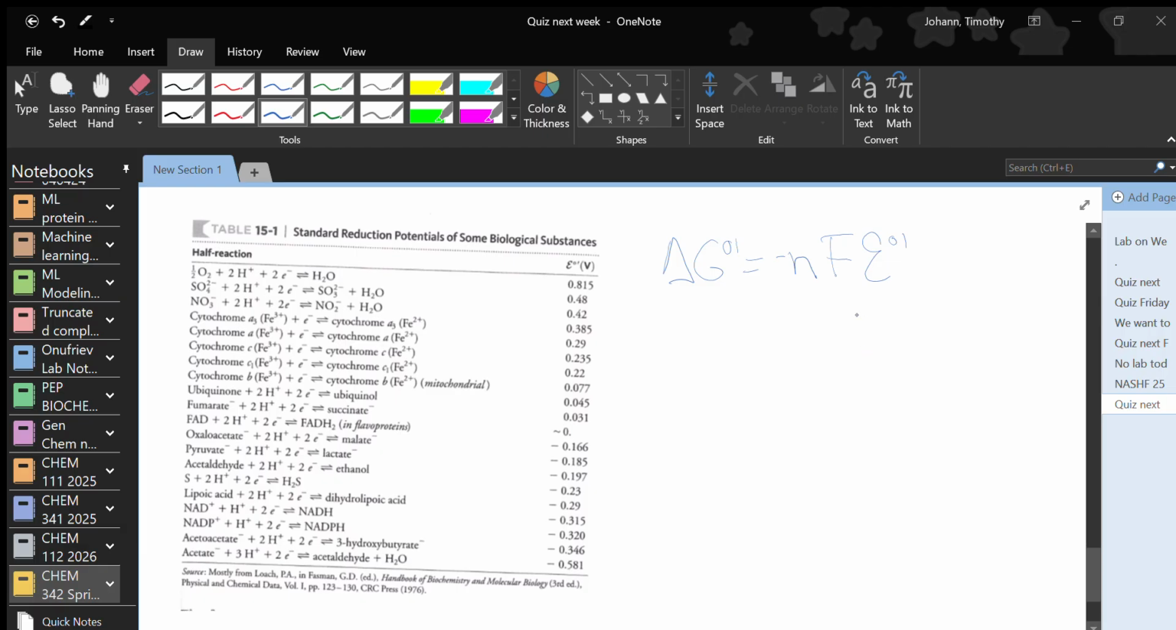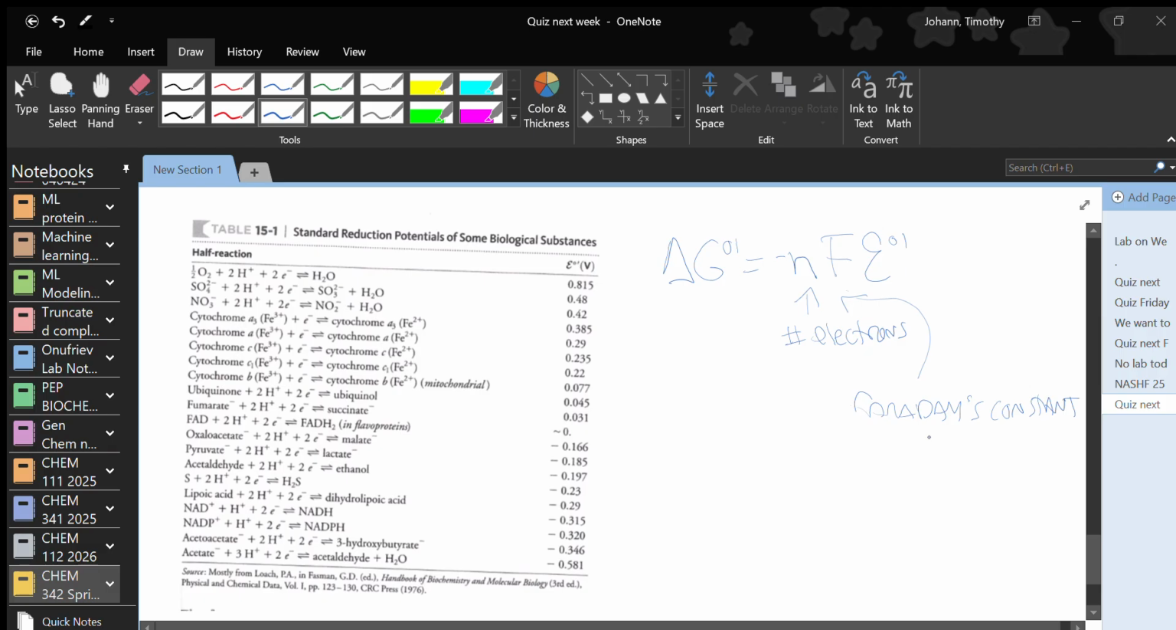So this is the number of electrons. Don't put the sign with them, we've got a negative sign out already. And this is Faraday's constant, which is 96,500 joules per volt mole.